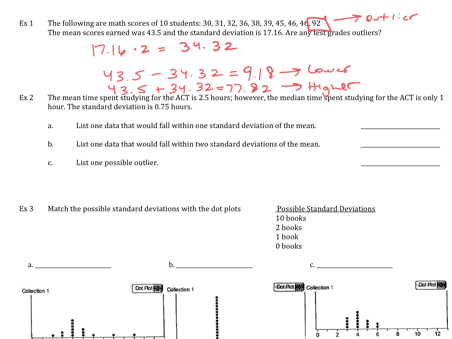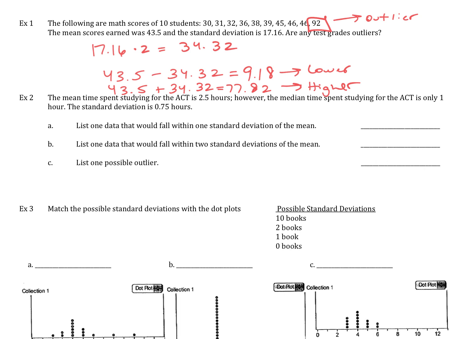So let's look at example 2. The mean time spent studying for the ACT is 2.5 hours. However, the median time spent studying for the ACT is only 1 hour. The standard deviation is 0.75 hours. So what I want you guys to do is go ahead and see if you can answer questions A, B, and C. If you can't, that's okay, but go ahead and give it a shot.